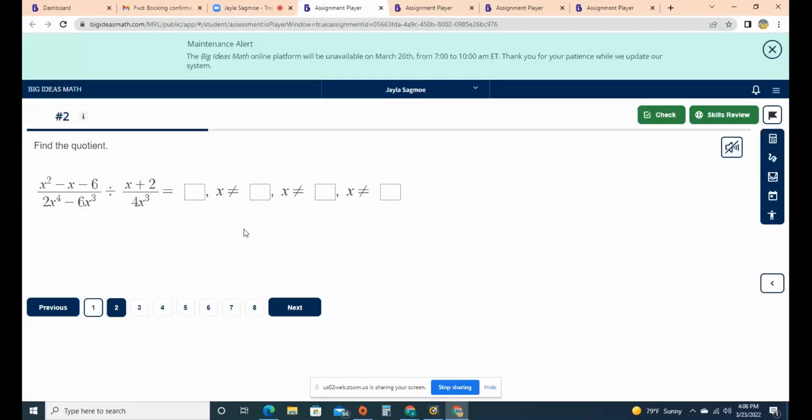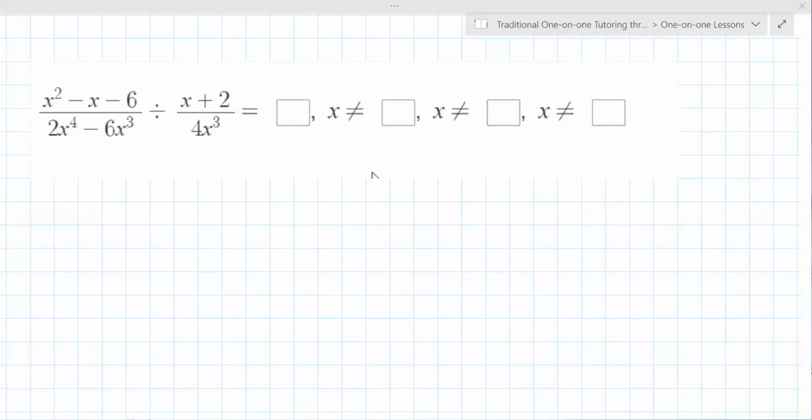Okay. Great. So we got another kind of thing like this, really similar, but I'll grab it and share my screen here and take a look. So again, this turns into multiplication, and then you flip this thing over here, 4x cubed over x plus 2. Okay, so you flip that.